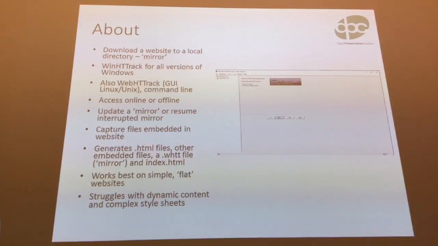It allows you then to access this downloaded mirror of your website, both online and offline. And it also lets you update a mirror. So you can go back in 6 months, run it again. It will find everything that's changed and update your archived mirrored version. If it's a rather large website or collection of websites, it is possible to pause it and then resume it later, so you don't have to sit down and watch it for 6 hours. You also can capture the files embedded within a website, keeping in mind there are limitations to what it is capable of copying. And then what HTTrack generates are the HTML files, all the other embedded files, and a WHTT file, which is this mirror, and it's what you need to be able to update a copy of a website. And then your index.html for review later on.